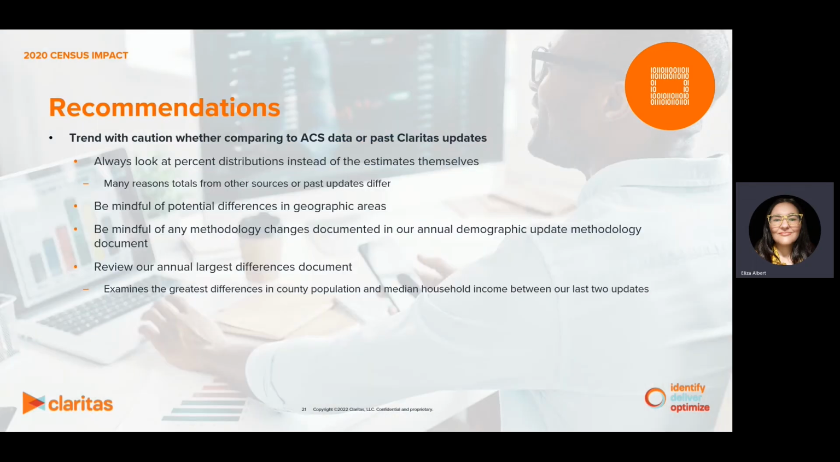So we wanted to provide our users with some recommendations in this case now that the census data is not available. So you want to trend with caution, whether you're comparing to something like ACS data or to past Claritas updates. A good tip is to always look at percent distributions instead of the estimates themselves, because there are many reasons totals from other sources or past updates differ. It's also good to be mindful of potential differences in geographic areas, such as a change to the census geographies or changes to things like zip codes.